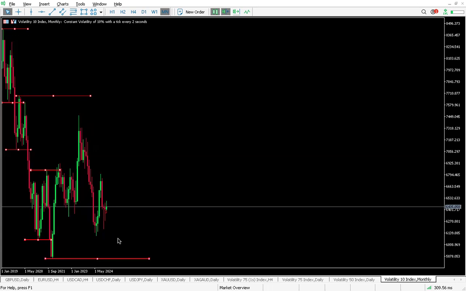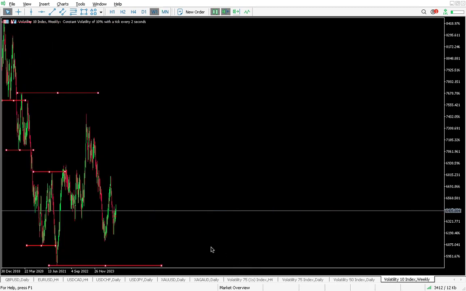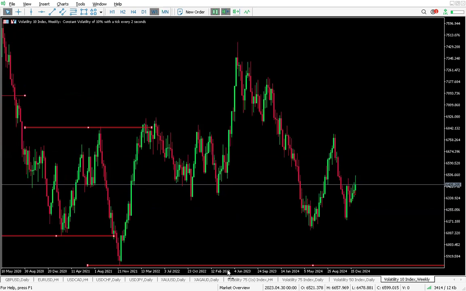Let's move down to the weekly and see what the weekly is telling us, if the weekly is now conforming to the monthly. So for the monthly, remember you have to journal it. For the monthly, we can see the monthly is giving us a bullish move.